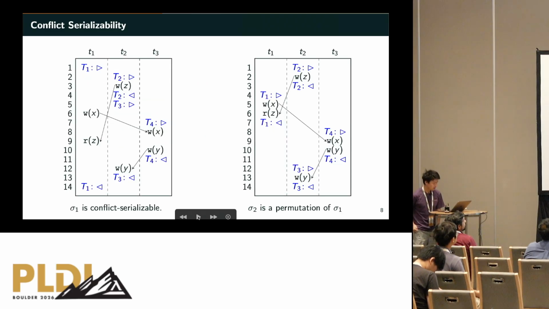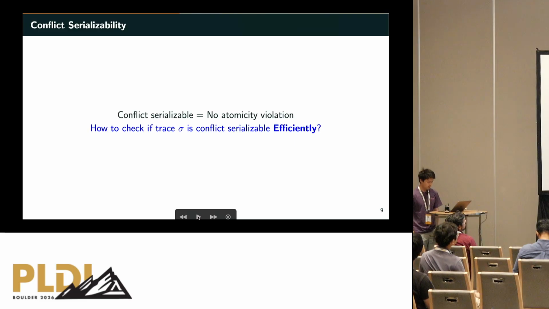Here is an example. The first trace, sigma 1, is not a serial trace, because you can see that the transaction T1 overlaps with all the other transactions. But we can permute the events and transactions to turn sigma 1 into a serial trace sigma 2, and all the conflict-happens-before partial order remains the same. So sigma 1 is conflict serializable. If a trace is conflict serializable, it means that there is no atomicity violation. So the problem is how to efficiently check whether a trace sigma is conflict serializable.